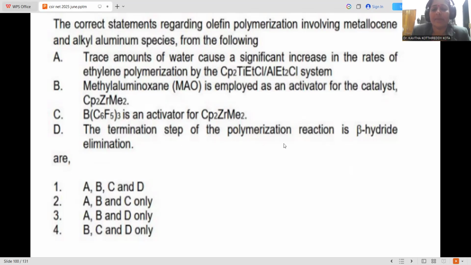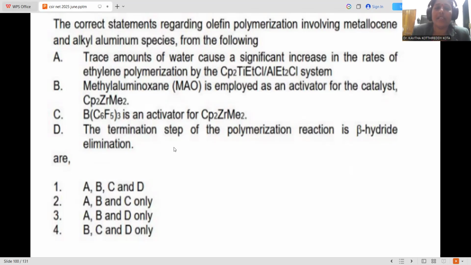The termination step of the polymerization reaction is the beta hydride elimination. If beta hydride elimination is taken, there are two possibilities. One is that the growing chain will be terminated by means of alkene formation. In either case, this is the way beta hydride elimination gives rise to unsaturated compounds.